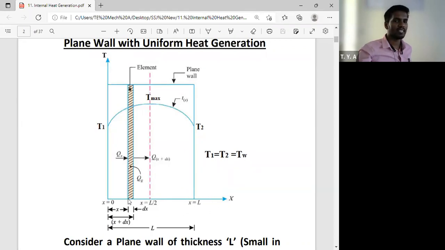So both conditions are satisfied ना. X is equal to 0 म्हणजे x ची व्हॅल्यू 0 असताना म्हणजे कुठली फेस असणार आहे? लेफ्ट फेस असणार आहे. ओके, x is equal to L म्हणजे टोटल प्लेन वॉलची थिकनेस आहे ती L. x is equal to L by 2 कुठे असणार आहे? मिडल असणार.